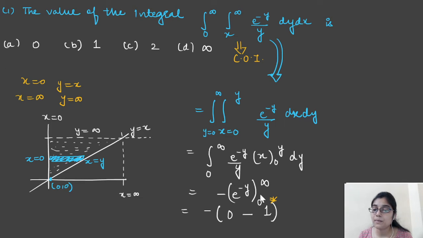On applying the limit y equal to 0, you got 1. So overall, the answer you are getting is 1. So your B option is correct for this question number 1. Okay. So let's move to question number 2.